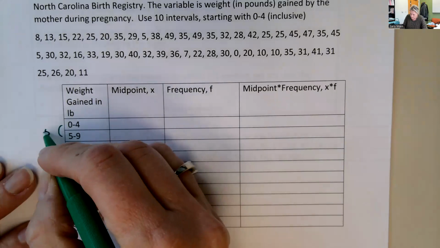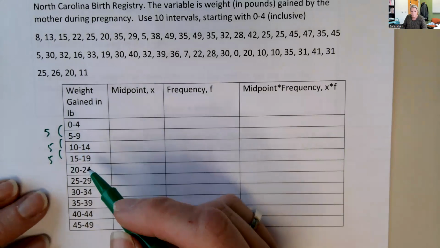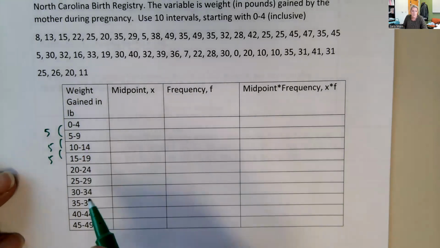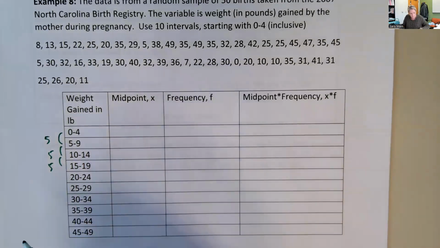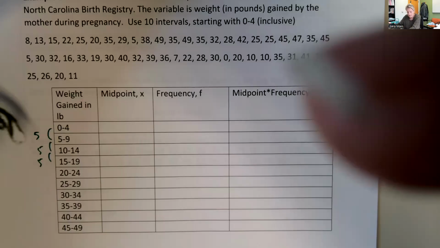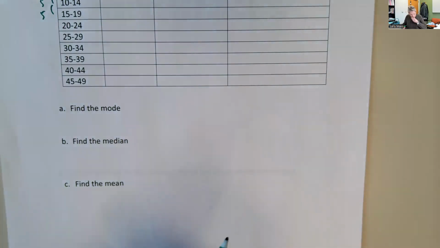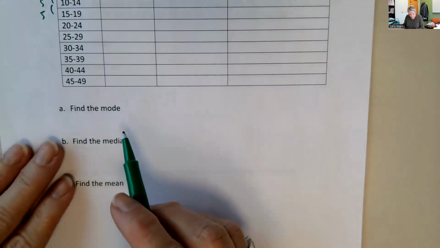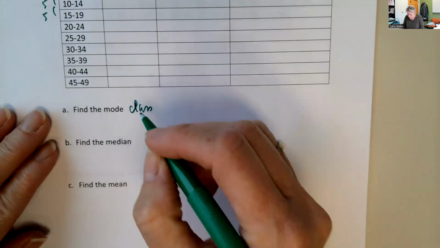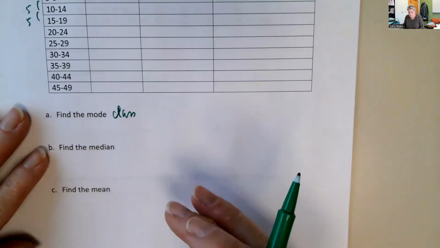So the width between classes is 5. It has just been by accident that that's been the width for both examples that we did today in lesson 10.2, so it won't always work out that way. But we are going to find the midpoint first because it's asking us to find the mode, the median, and the mean. For the mode, we're going to look at the mode class once we get this filled out. And the median, we can look at once we have the frequencies in as well.